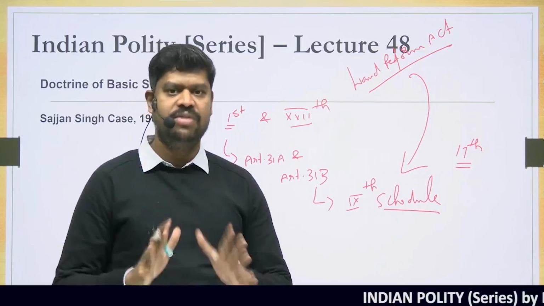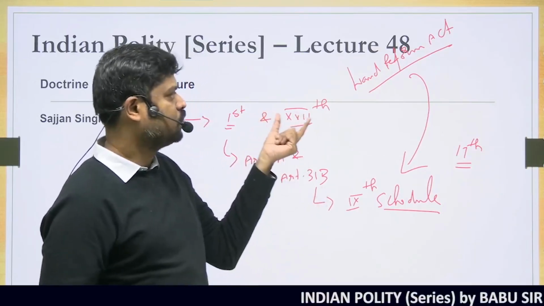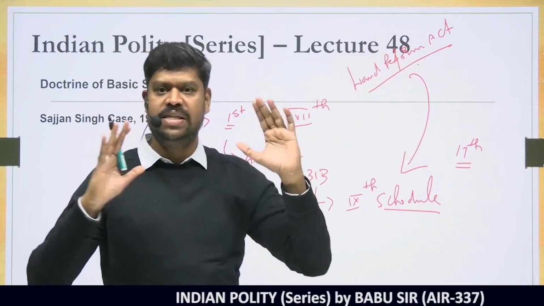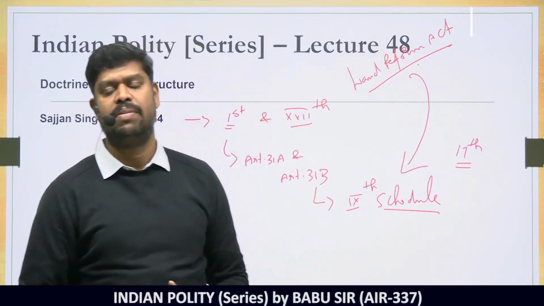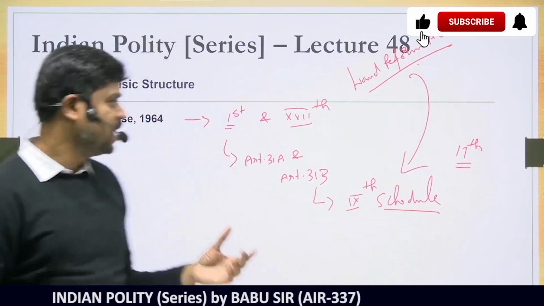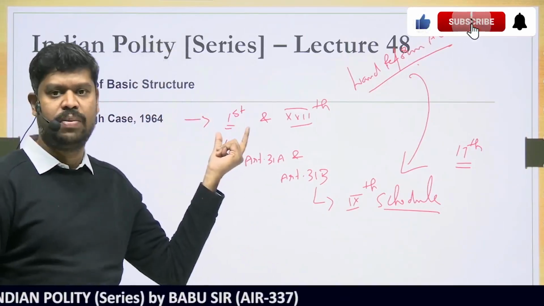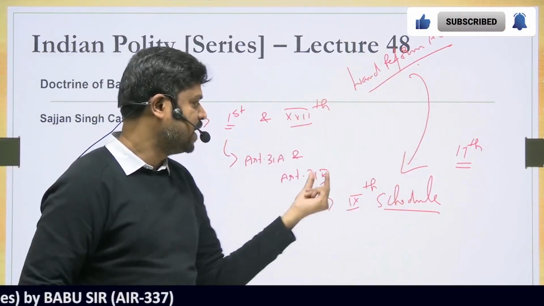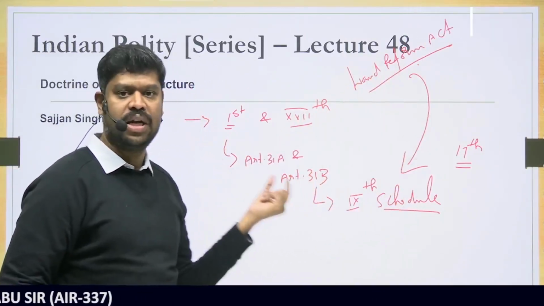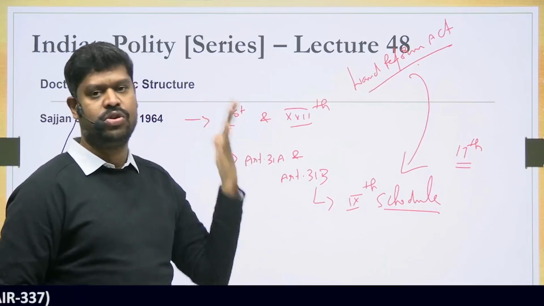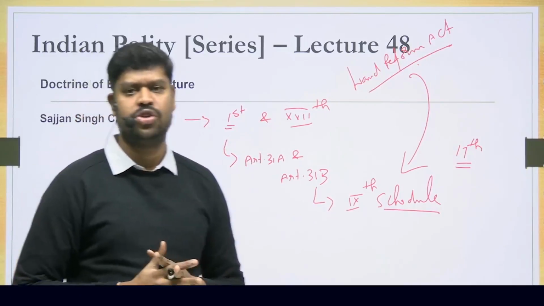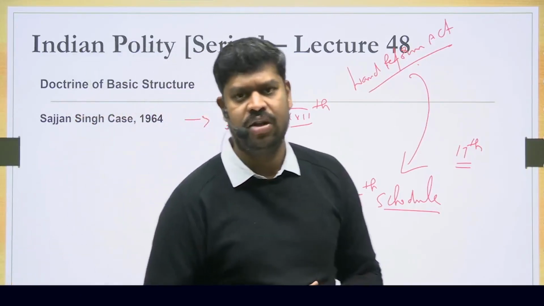So Sajjan Singh was not happy with the 17th Constitutional Amendment Act, which gave judicial immunity to the Land Reforms Act. So basically he challenged that the entire constitutional amendment itself is invalid. For that he also had to challenge the first Constitutional Amendment Act, because the law is placed inside the 9th Schedule, and the 9th Schedule comes from Article 31B, and 31B was inserted by the first Constitutional Amendment Act. So he basically challenged both the first constitutional amendment as well as the 17th Constitutional Amendment Act.